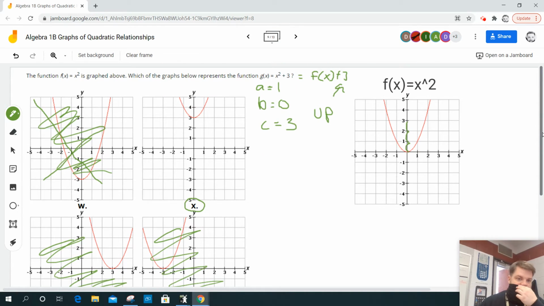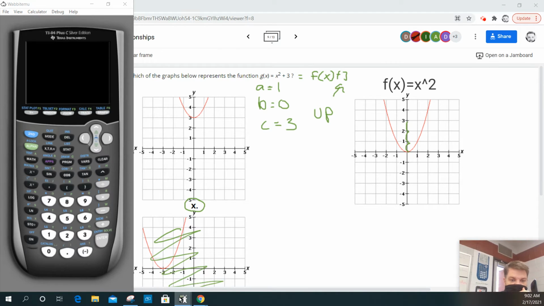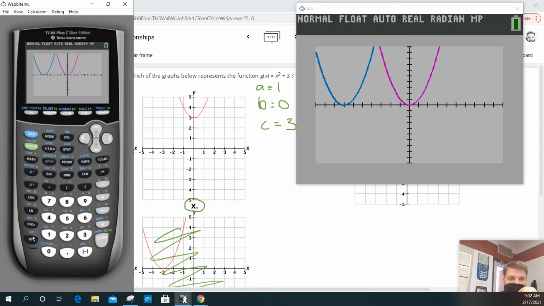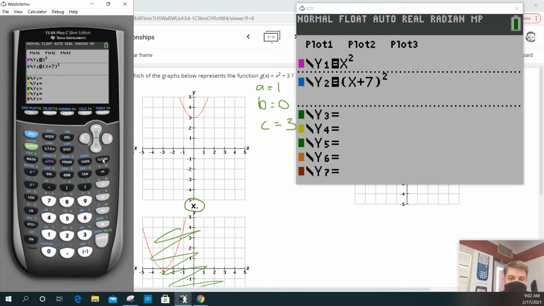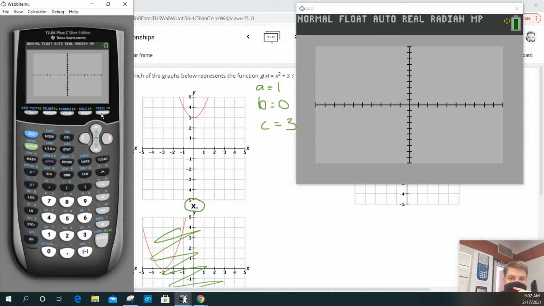How can I verify that? Plug it in a graphing calculator. So what you're going to do is you're going to hit your graphing calculator and you're going to go to y equals. You're going to hit this button right here. I have my parent function in there. So now I'm going to hit the clear button and I'm just going to type in x squared plus 3. And let's see what I get. So here's the parent function, x squared, and the plus 3 just shifts it up 3 units. That's it.